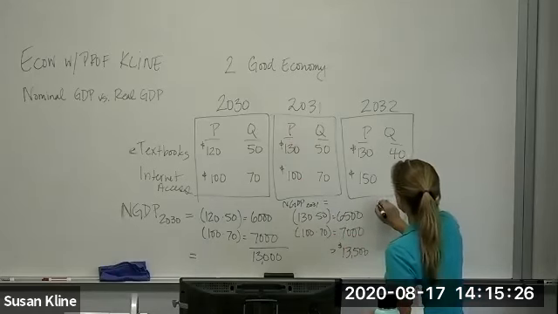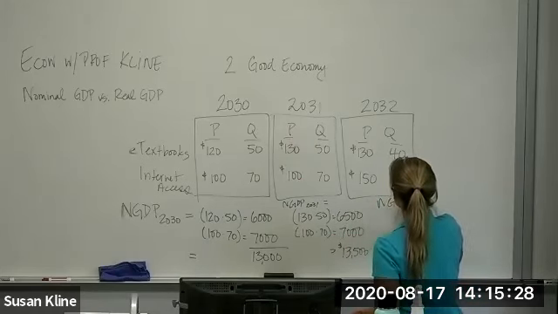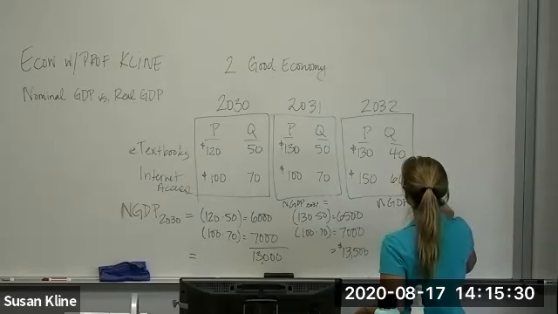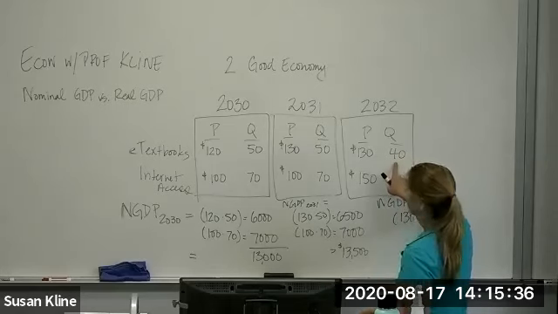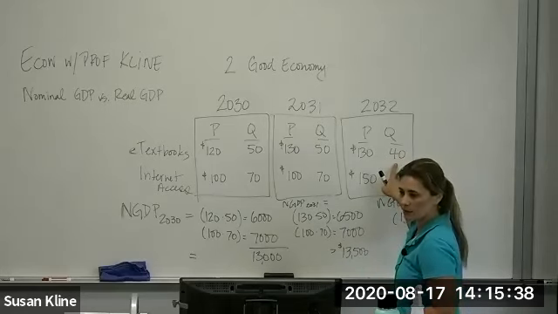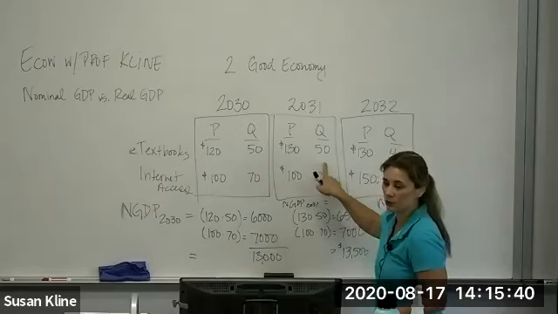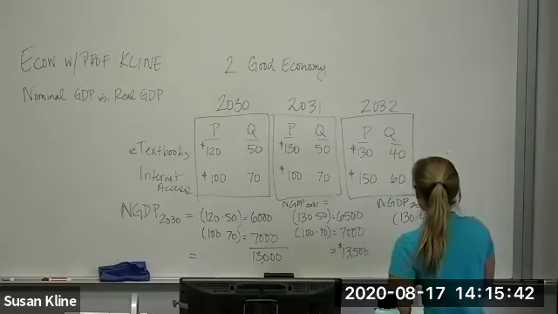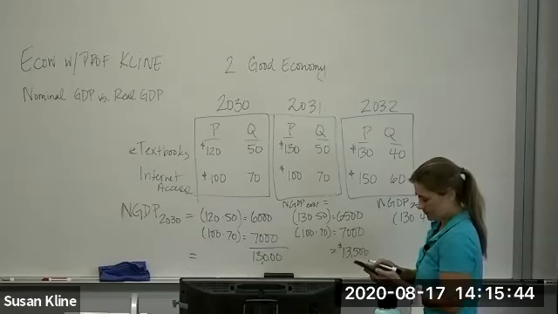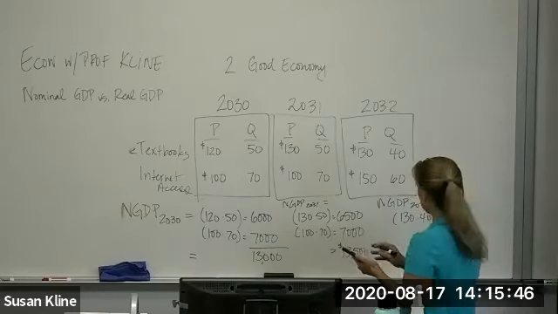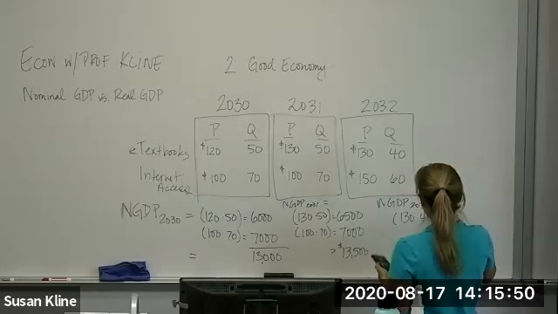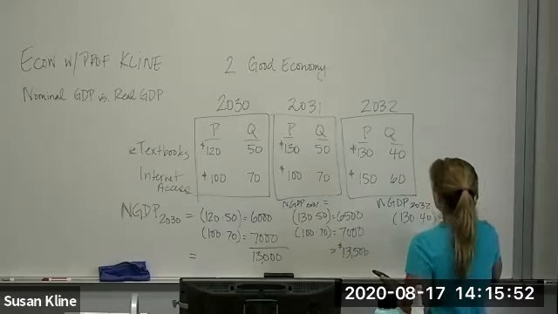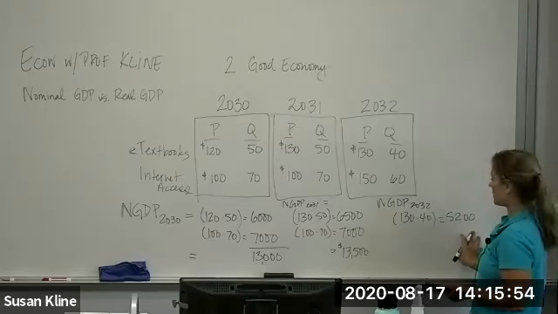Last one, nominal GDP in 2032. We're going to do 130. Look what happened. We're selling fewer textbooks. Everybody got what they needed in 2030 and 31. Who knows, maybe it's just a bad year, a coronavirus year maybe. 130 times 40. Now only $5,200 has been spent on textbooks.